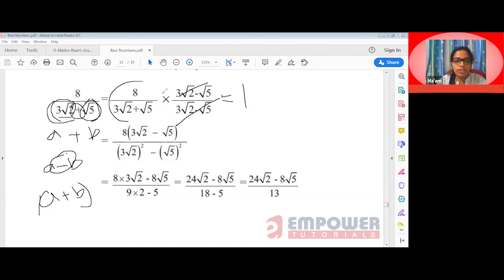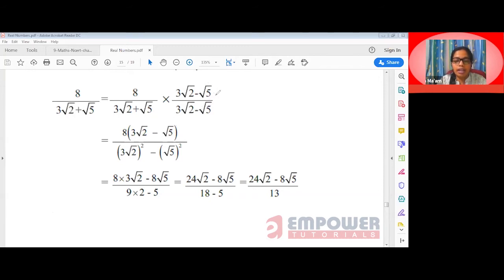So we are not changing our original form. Okay, so you need to remember that you need to multiply it to the numerator as well as the denominator. This is very important.